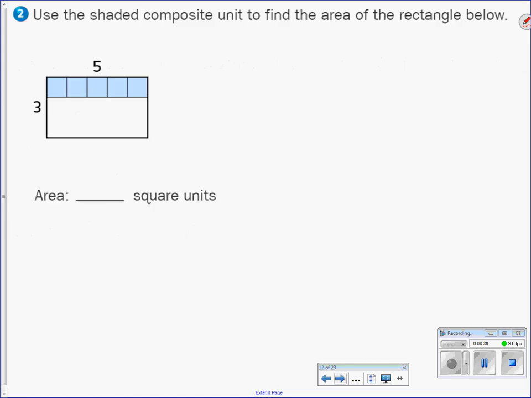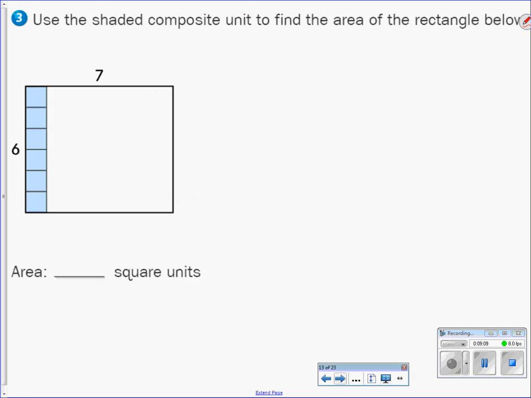Okay, on my next one, my composite unit is 1 row of 5, and I need to have 3 of those. So I can just split this here. Okay, and go down. Here's my 2 rows of 5 and 3 rows of 5. So I can count that up, 5, 10, 15. So my area would be 15 square units. Okay, my next one is 6 rows right here. I'm going to have 6 rows and I'm going to put 7 in each row.